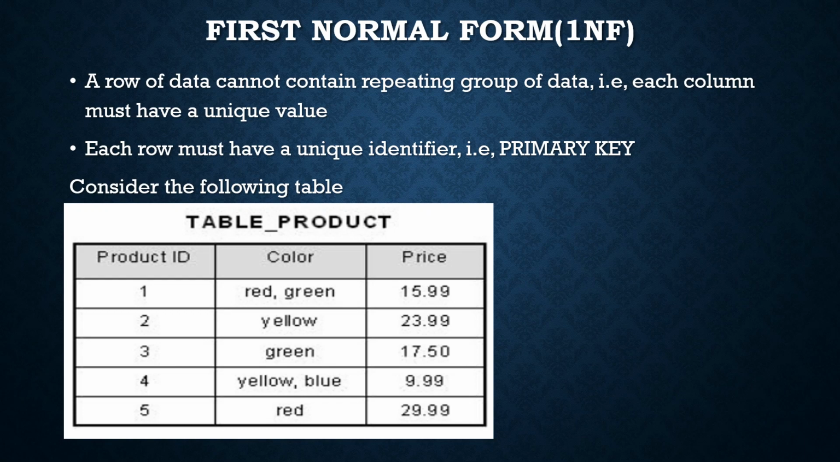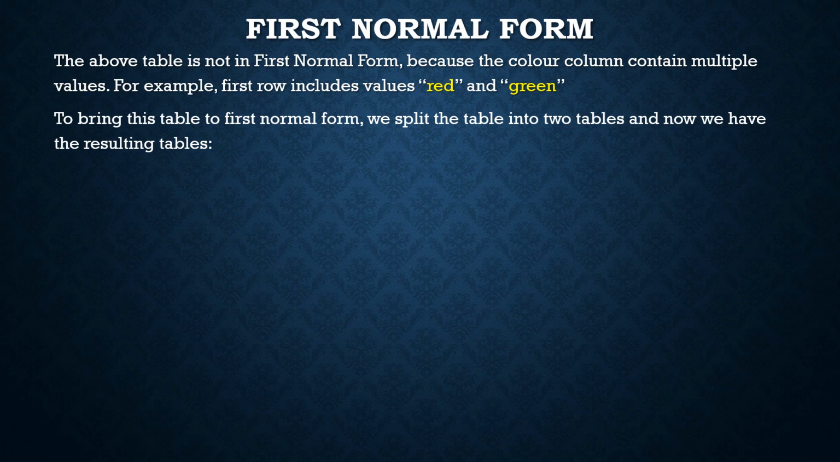In this particular table, this leads to some complexity. Red and green are in the first row, its product ID is 1 and price is 15.99, and there are no separate items. That means we cannot tell the price of red and the price of green; the individual element's price is not mentioned. So the above table is not in first normal form because the color column contains multiple values. For example, the first row includes the values red and green.